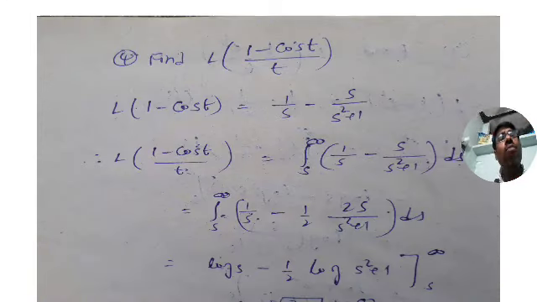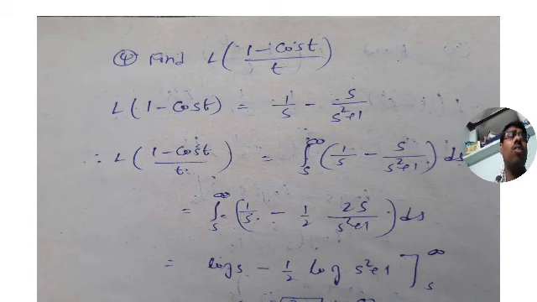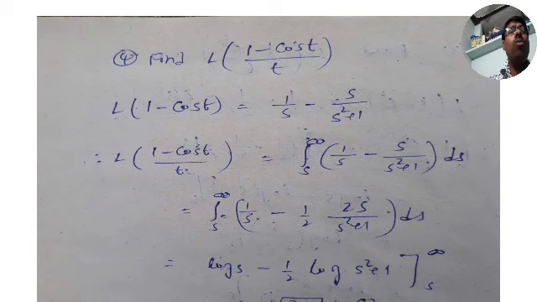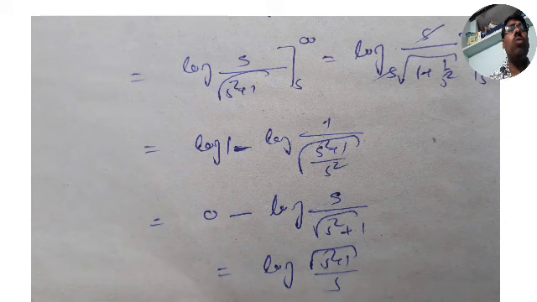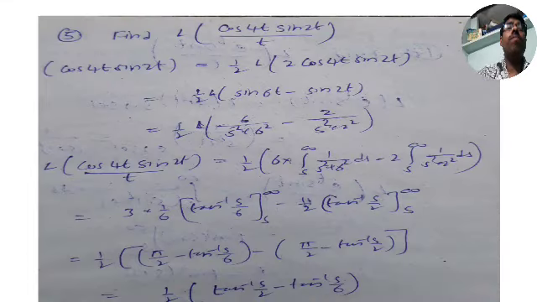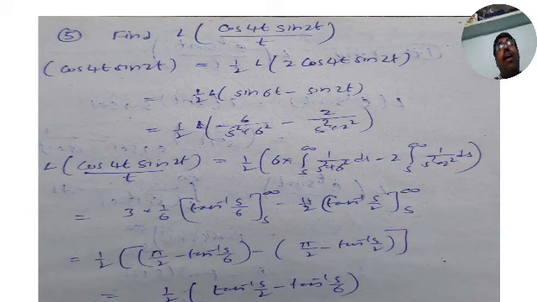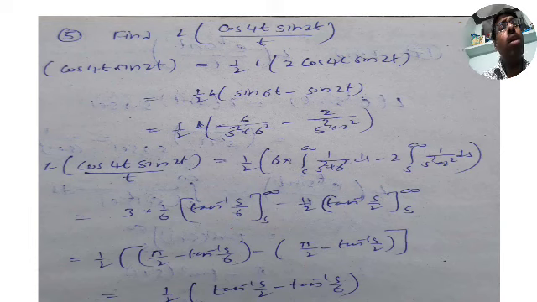Fourth problem, L of 1 minus cos t by t. That's what we did here. Now in 2 slides we are able to complete the fourth problem. So let us move to the next problem quickly. This is our fifth problem. Find L of cos 4t into sin 2t by t.